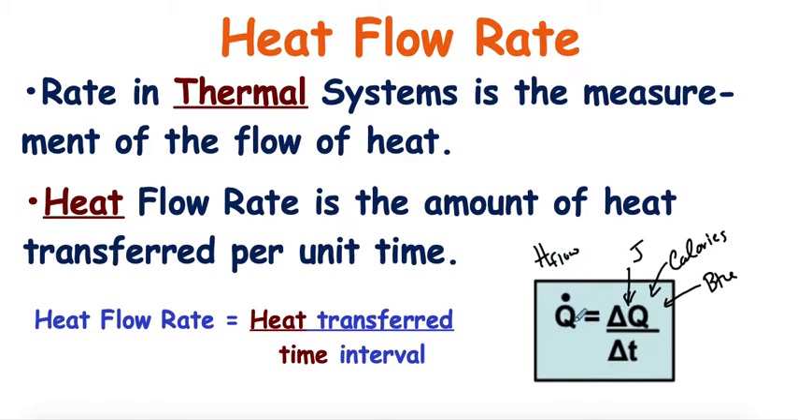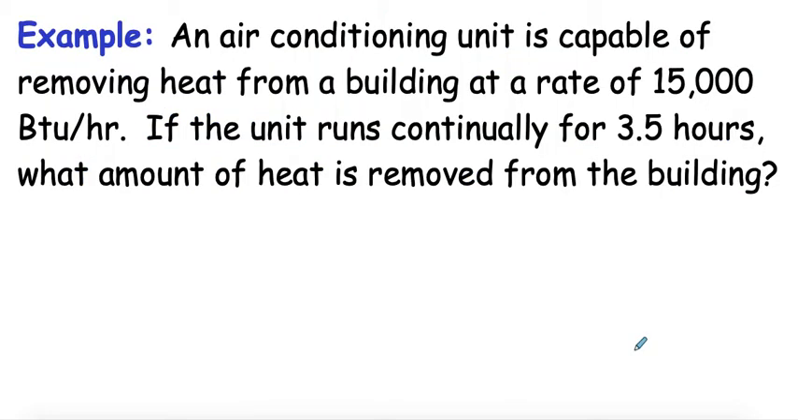So those are two different letters. But this will be our change in calories, or our change in BTUs, or change in joules over a time value. So let's look at a problem here. An air conditioning unit is capable of removing heat from a building at a rate of 15,000 BTUs an hour. If the unit runs continually for 3.5 hours, what amount of heat is removed from the building?